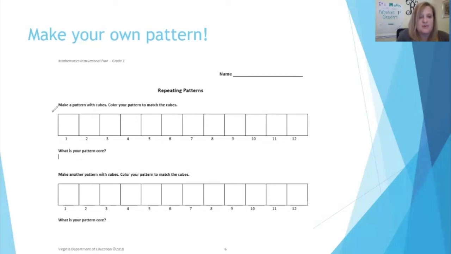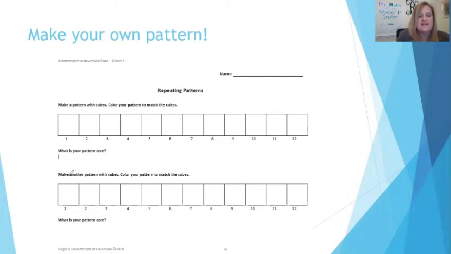After you've made your pattern and colored it, the next question said, what is your pattern core? You will have to write or draw what the core of your pattern is, what part of your pattern repeats. The next question says, make another pattern with cubes. Color your pattern to match the cubes. What is your pattern core?